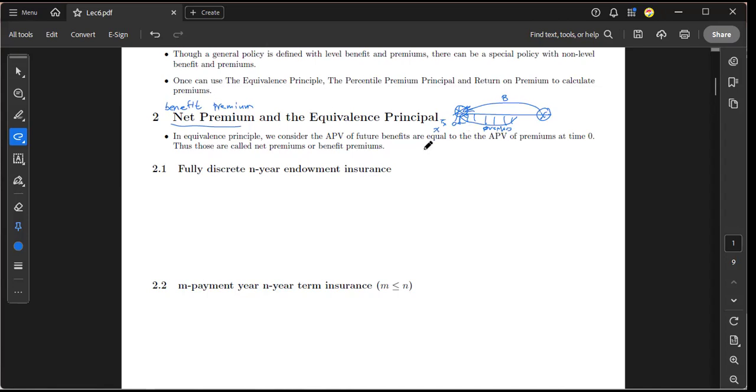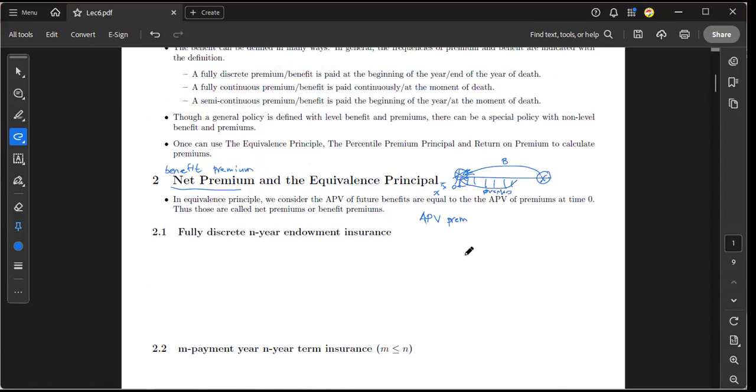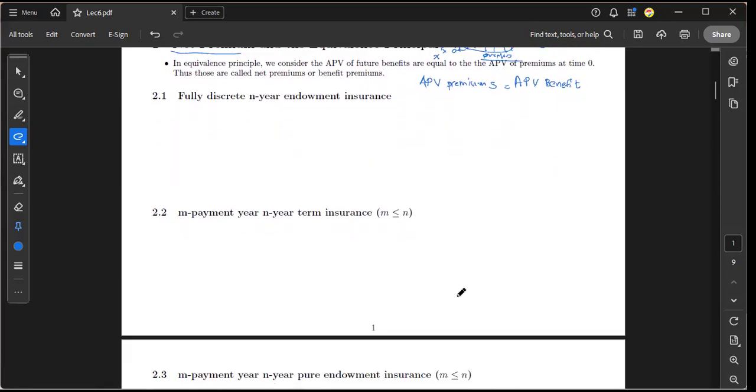The motivation is that the actual present value of premiums, that means the present value coming from this, will be equal to the actual present value of benefit. That means the difference of these present values should be zero. So now we can try to visualize this concept.